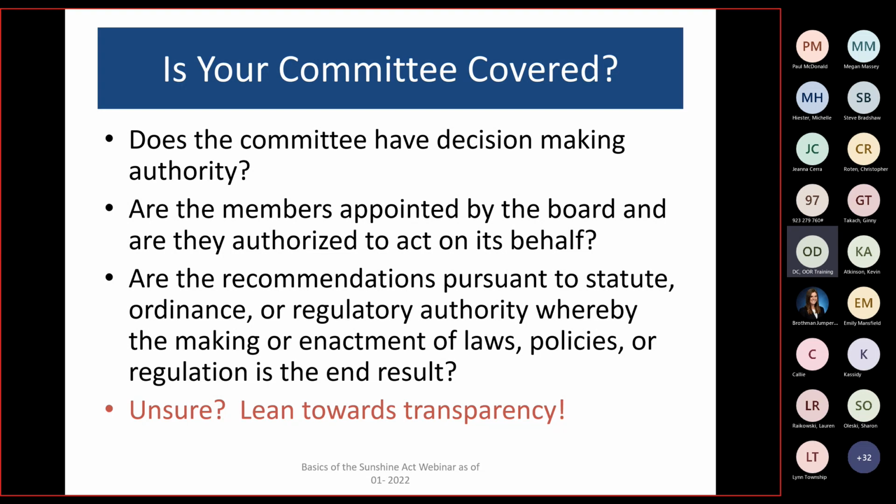So in that instance, the members are not appointed by the board of elected officials, but rather they're appointed by the remaining members of the library board. And then are they authorized to act on its behalf? Well, not really, because of the independent nature of the public library. That doesn't come back to the elected officials in any way, okay? Because all their fundraising is independent. They don't rely on township funds for anything.